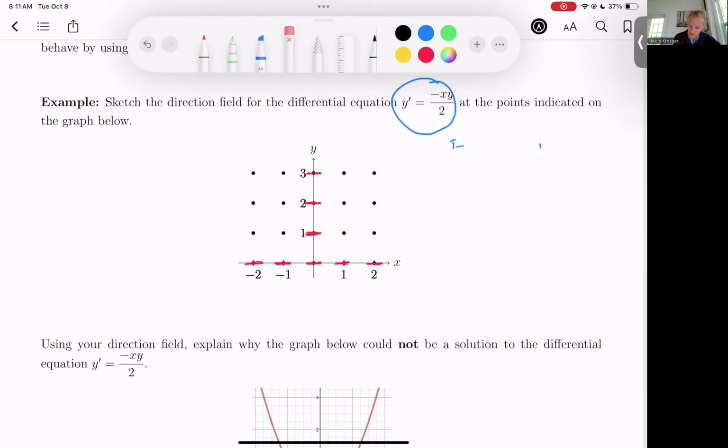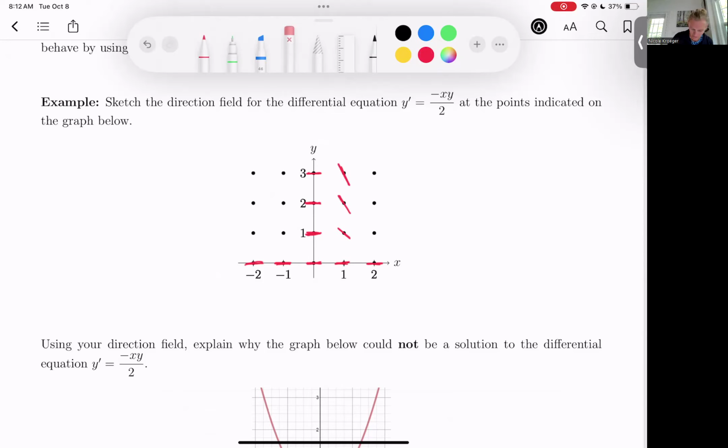Okay, so now let's focus on what happens if x equals 1. If x is 1 and y is 1, then we're going to get negative 1/2. That's going to be something that has a negative slope and points that direction. Then if x is 1 and y is 2, we're going to get negative 1. So slightly steeper. And then we're going to get negative 3/2. So steeper, but still negative. So something like this.